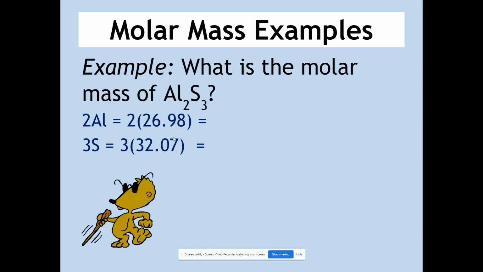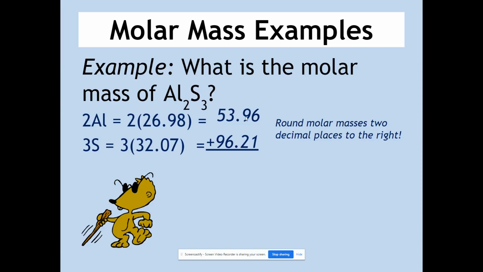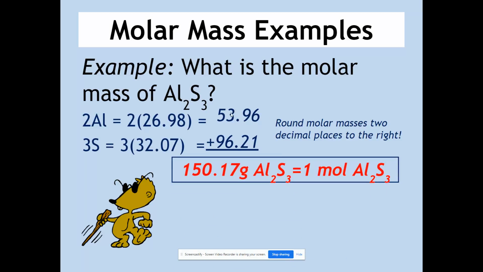26.98 AMUs. We've got 3 atoms of sulfur. We know that that mass is 32.07 atomic mass units. So we've got 2 times 26.98 equals 53.96, 3 times 32.07 equals 96.21. We want to make sure that we're staying with our significant figures here. So we're only using 2 decimal places in this example. And we just add those together. 150.17 grams of dialuminum trisulfide is equal to 1 mole. So 1 mole of this substance is equal to this much weight.